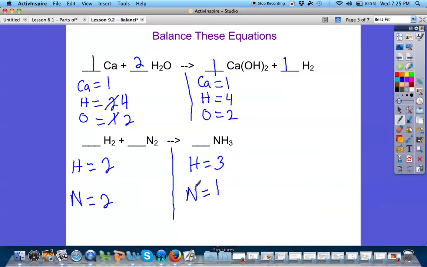Okay, so now, what do you think that we're going to do? We're going to look for the least common multiple between these, which would be 6. So that's what we're going to want to do. We want to put a 3 here, so that gives us our 6 hydrogen. And then we're going to want to put a 2 here. That gives us 2 nitrogen and 6 hydrogen. So now everything's equal. We're going to put a 1 in front of nitrogen.